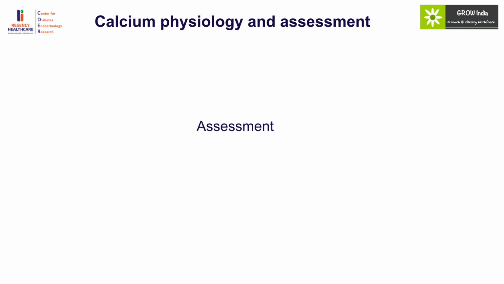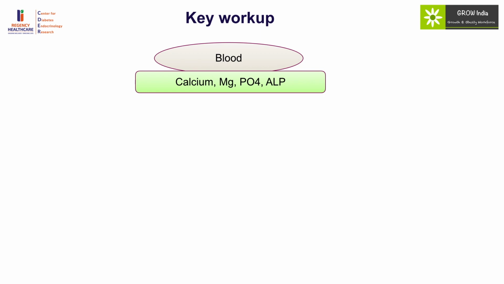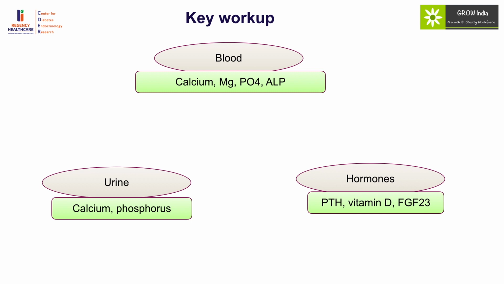The assessment of a child with calcium disorders requires a comprehensive understanding of physiology and pathophysiology and appropriate use of diagnostic tests in the appropriate settings. The key workup is the use of blood tests for calcium, magnesium, phosphorus and alkaline phosphatase along with urinary calcium and phosphorus, and I think these should be the basic tests which should be done in all children in which there is a calcium disorder which is suspected. Hormonal evaluation, particularly PTH and vitamin D, is done in many cases, while FGF23 is restricted to certain situations.